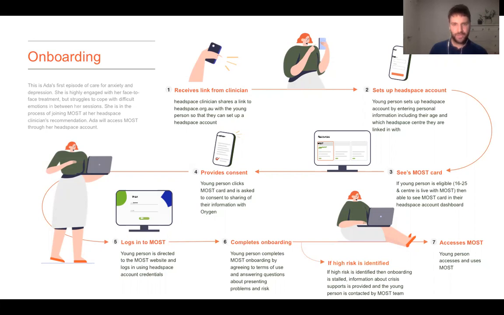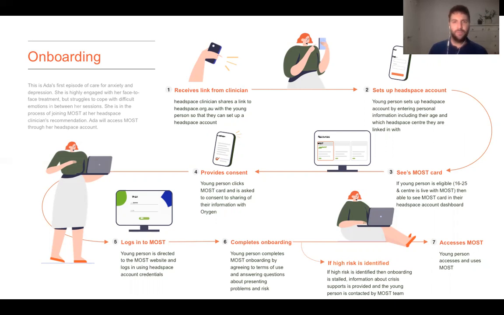In step 4, the young person clicks the MOST card and is asked to consent to sharing of their information with Orygen. In step 5, the young person is directed to the MOST website and logs in using their Headspace account credentials. In step 6, the young person completes MOST onboarding by agreeing to terms of use and answering questions about presenting problems and risk. If at this stage high risk is identified, then onboarding is stalled, information about crisis supports is provided, and the young person is contacted by the MOST clinical team. If not, then the young person proceeds to step 7, in which they can access and make use of MOST.